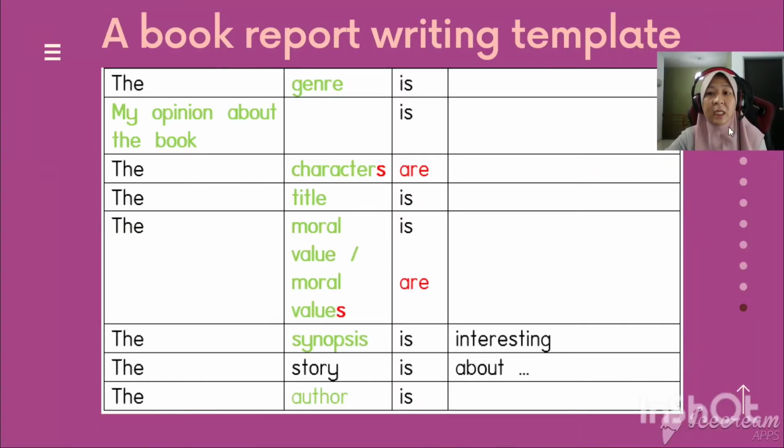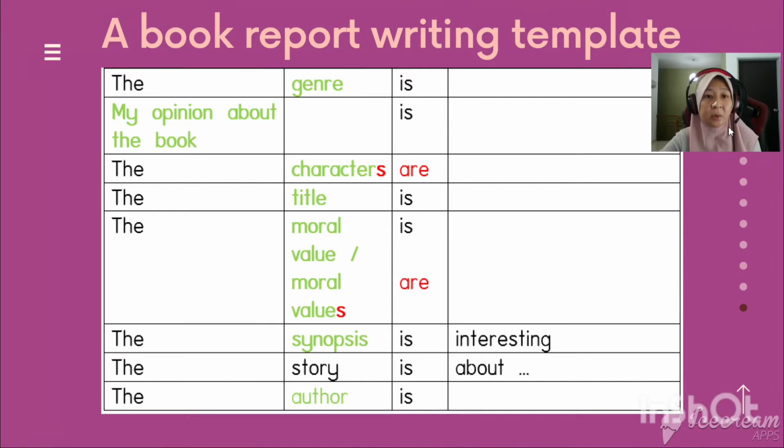Now, I have prepared a book report writing template. So, I hope that by using the template, it will help you to write. Just now, we are talking about genre, opinion, characters, title, moral value, synopsis, and author. So, how are we going to write in sentences? For example, genre. We will start our sentence like this. The genre is... Then you complete.